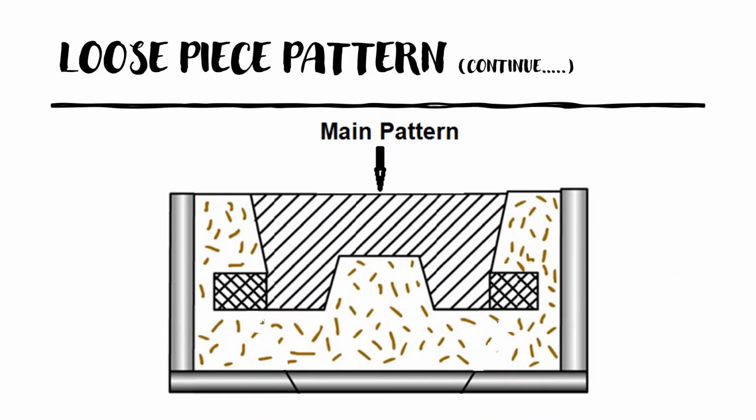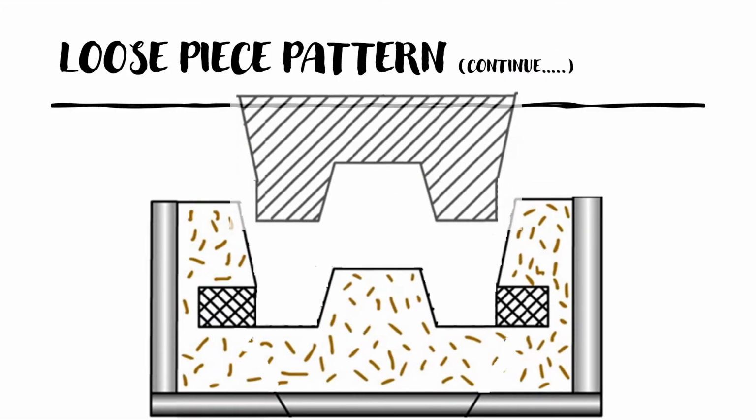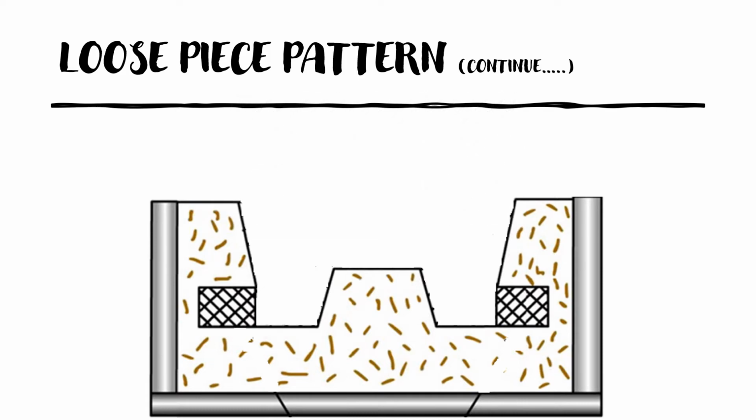At first, the main part of the loose piece pattern is removed from the mold box vertically upward, just like this. This is how the cavity is generated by removing the main pattern, but loose parts are still there, and we need to remove them from the mold box for completing the full cavity inside the mold box.